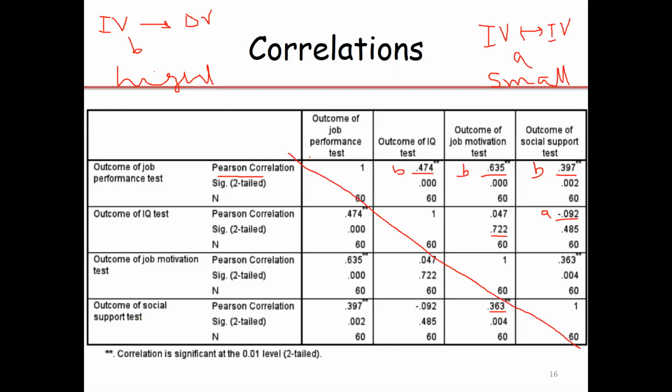In the diagonal, we have all 1. 1 is an indication that the correlation is 1. Why is the correlation 1? Because it is the correlation between the job performance and the job performance. The correlation between the job performance and the job performance is 1. This is the correlation between the IQ test and IQ test, so this is 1. This is the correlation between the motivation and motivation. Both variables are the same.